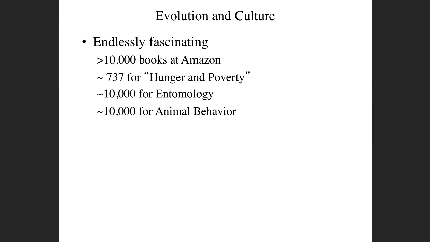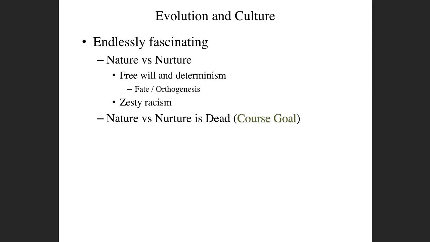So, evolution and culture. It is an oddly fascinating topic. If you search evolution and culture, the last time I did that, there were 10,000 books at Amazon using the words evolution and culture, versus 737 books for hunger and poverty. So take that, hunger and poverty. Oddly enough, this time there were about 10,000 for entomology and 10,000 for animal behavior, which is really surprising. The time before, there were like 2.5 times as many for evolution and culture than entomology and animal behavior. They've changed how they do their searches. But in any event, lots of people seem interested in it.